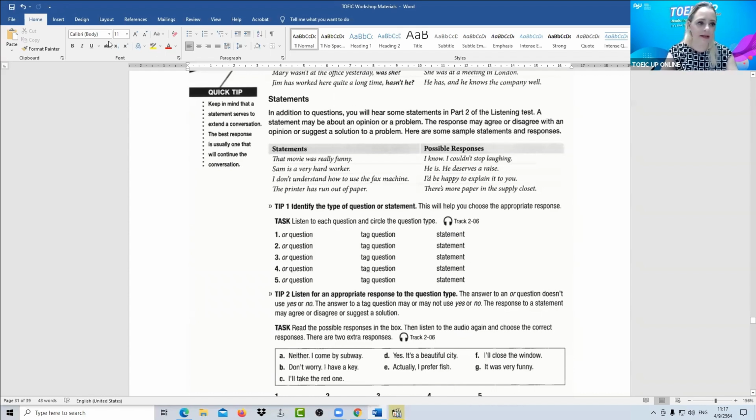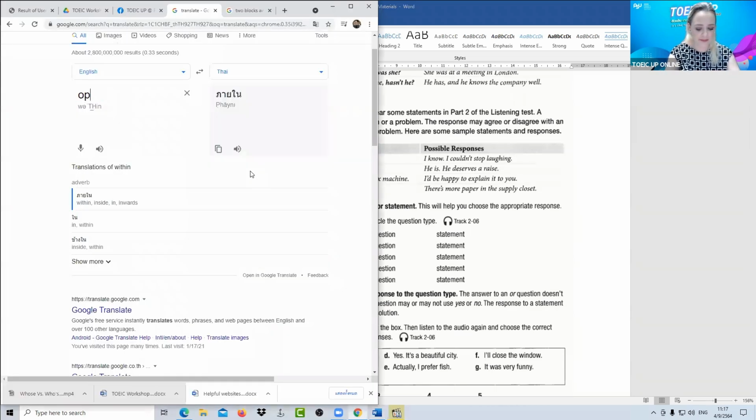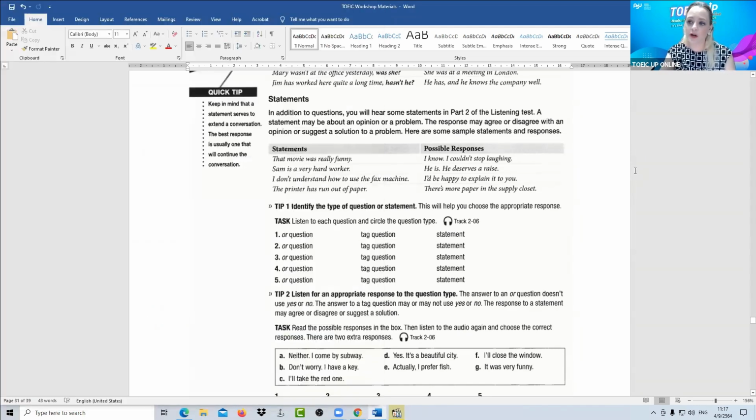What does opinion mean? If you have an opinion, yeah, ความคิดเห็น, it's what you think, it's what you believe. It doesn't mean that everybody will agree with you. Okay, so opinion or a problem. The response may agree or disagree with the opinion or suggest a solution to the problem.